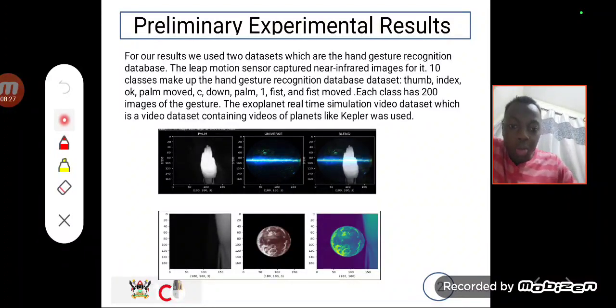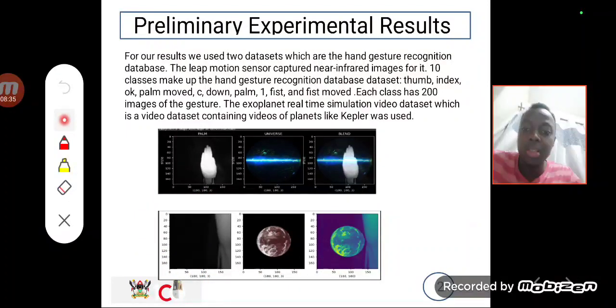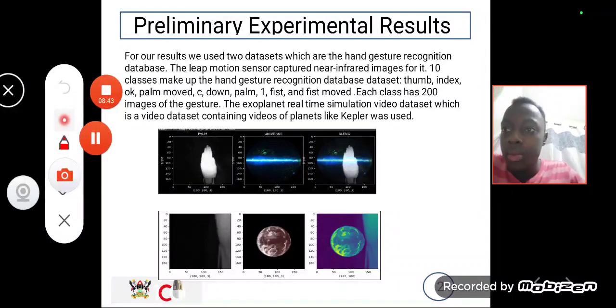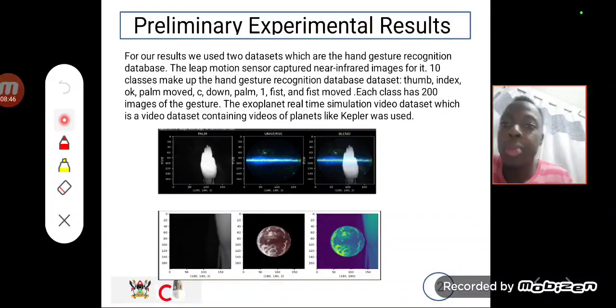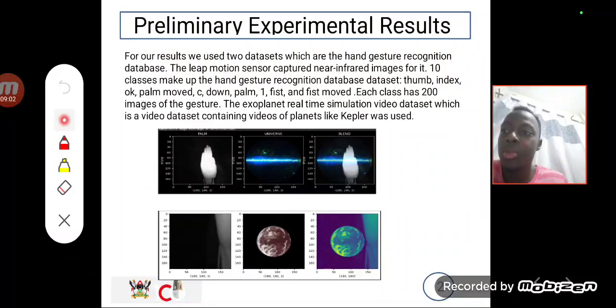For the second image here, we fit the planet image into a cropped image of the hand dataset. We obtained the exoplanet real-time simulation video dataset, which is a video dataset containing videos of planets like Kepler. This is what we used for the second image here. And with the first one, the dataset had over 200 images.